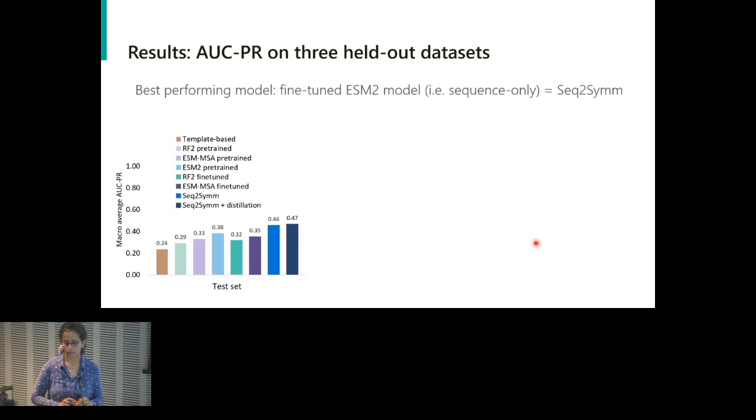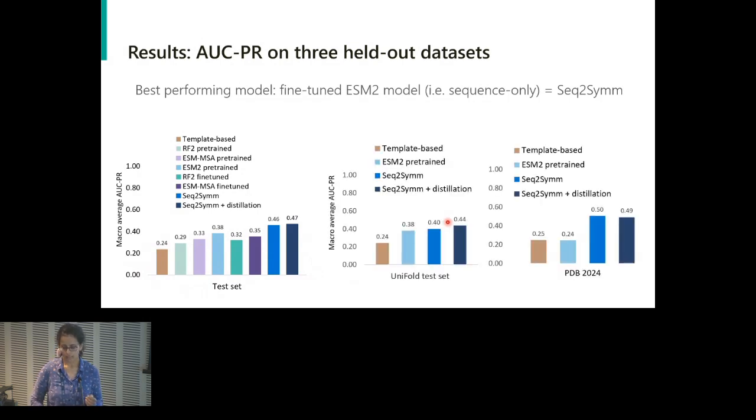Our best performing model is a fine-tuned ESM2 based model, which takes only sequence as input, which we call SIG2SIM. And we notice that template-based methods perform the worst. Pre-trained models are better than template-based methods, and ESM2 based models are the best. We see a similar trend across the 2 other held out data sets that I spoke about.